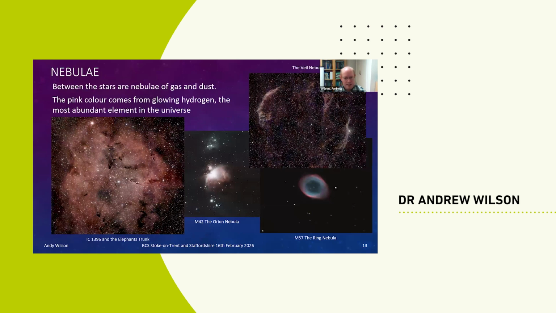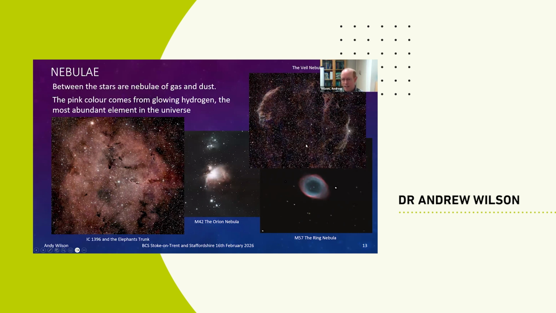We also have nebulae within the galaxy. Stars form from nebulae when they collapse, and these two here, IC1396 and the Orion Nebula, are where stars are forming, and it's the hot young stars which are causing the nebula to illuminate and glow. That pink colour comes from hydrogen, because that's the colour which hydrogen gives out when it's excited. And all these darker patches are, again, dust around the nebula just blocking the light.